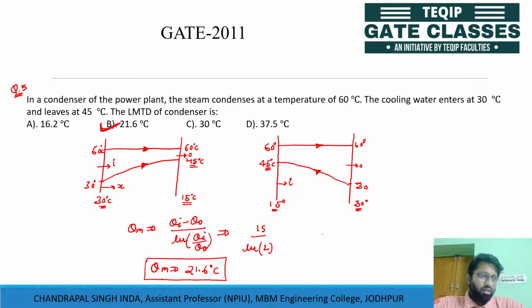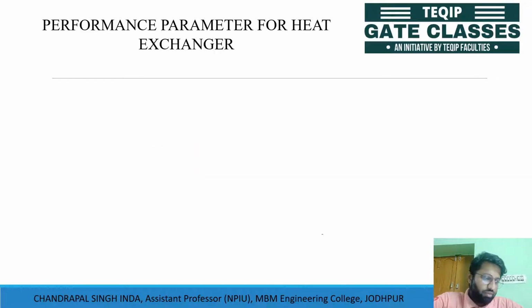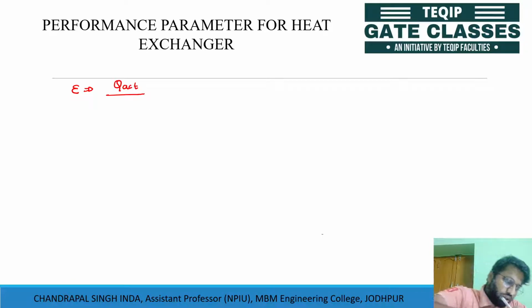So let's start with today's topic, that is the performance analysis of the heat exchanger. The performance of the heat exchanger is measured in terms of the effectiveness of the heat exchanger. The effectiveness of the heat exchanger is defined as the ratio of actual heat transfer across the heat exchanger to the theoretical maximum heat transfer in the heat exchanger.